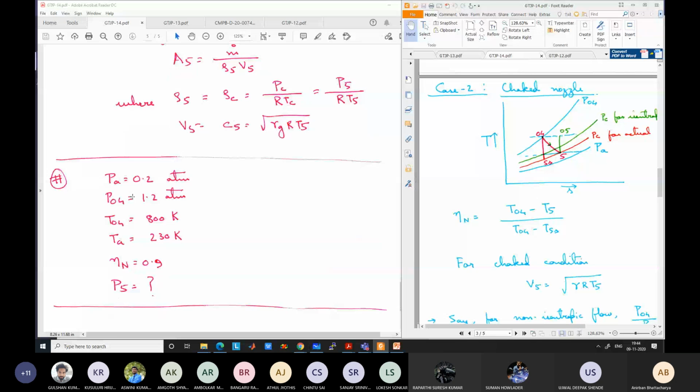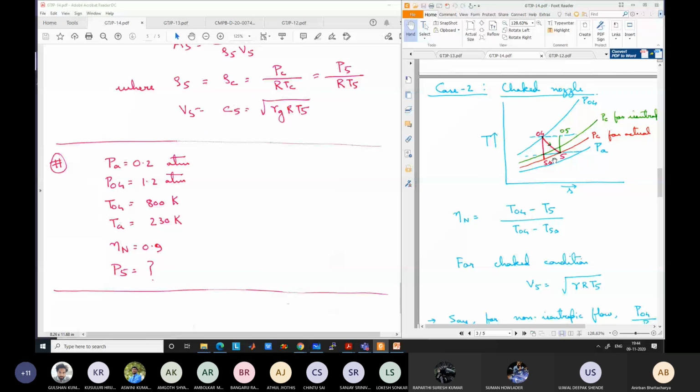Nozzle efficiency, find out what should be the... step by step proceed. Don't put in the formula. Step by step proceed and find out what is the nozzle exit pressure. Okay, this is just a 2-3 line problem, just to clear your understanding. In the next class, we will actually solve a proper problem on turbojet engine.